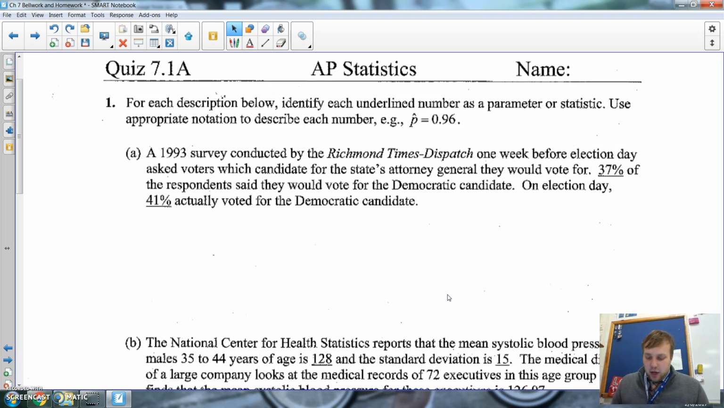All right, so we're going to start off with 7.1 number 1, and let me change the color of my pen. Let's go orange today. For each distribution below, identify each underlined number as a parameter or a statistic, and make sure you use the correct notation. A 1993 survey conducted by the Richmond Times-Dispatch 1 week before Election Day asked voters which candidate for the state's Attorney General they would vote for.